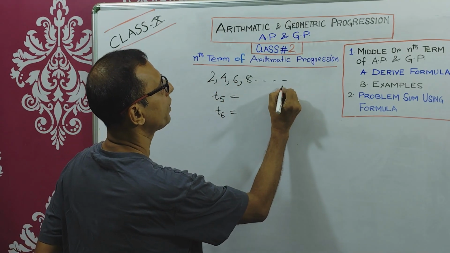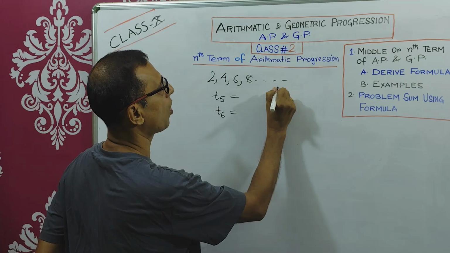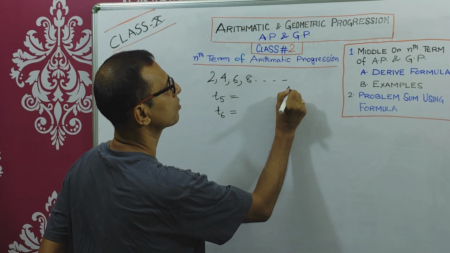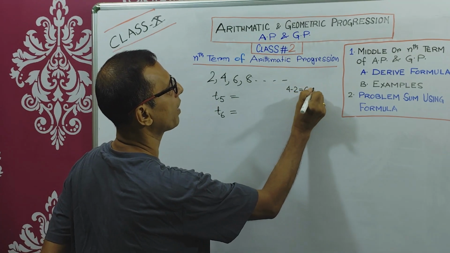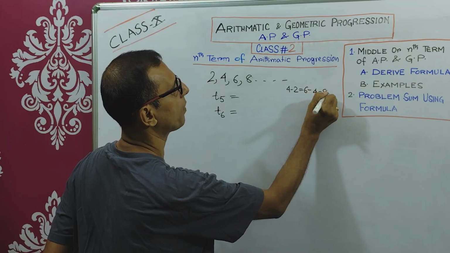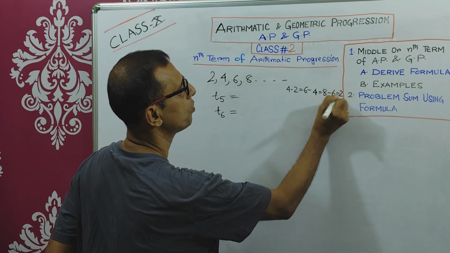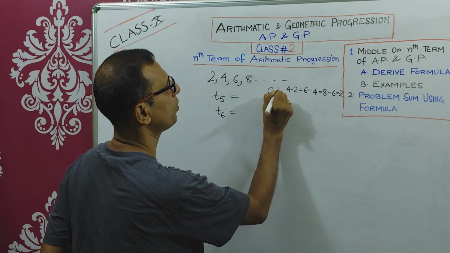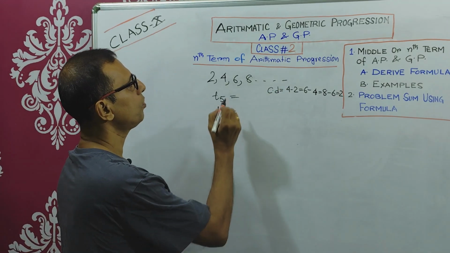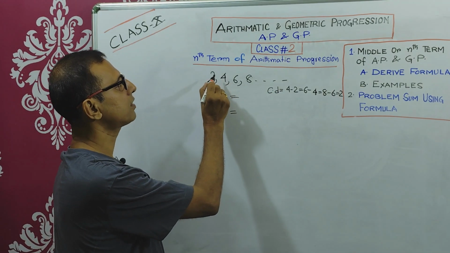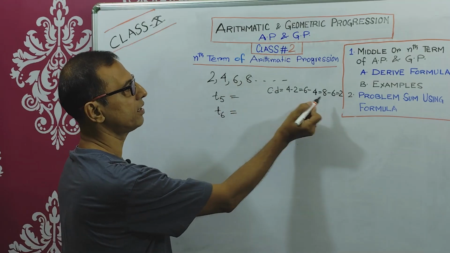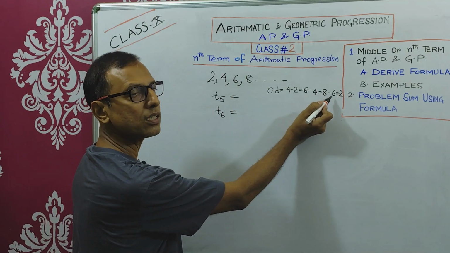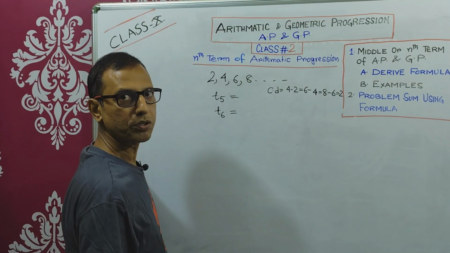So we can see the common difference: 4 minus 2 equals 6 minus 4 equals 8 minus 6 equals 2. So that means this is the common difference. So the difference between the successor and predecessor for all of the cases is 2. That means this is a common difference. That means it's an arithmetic progression.